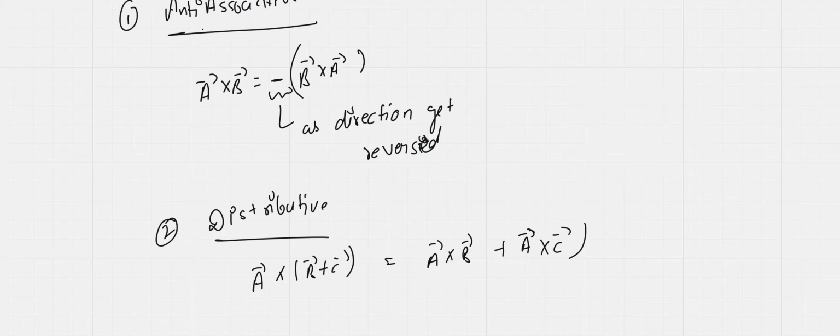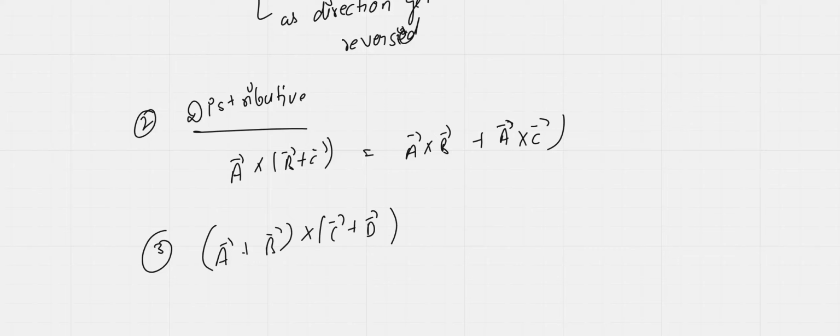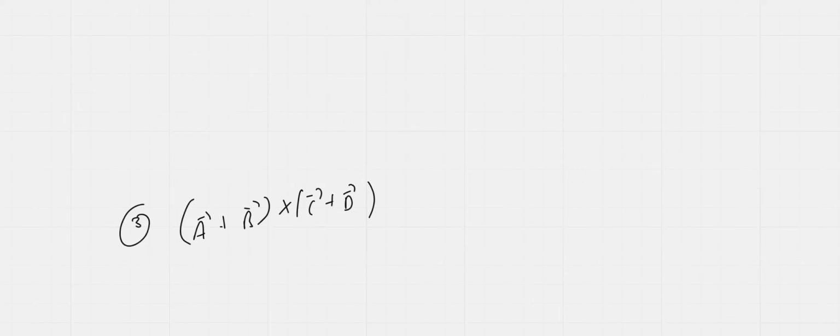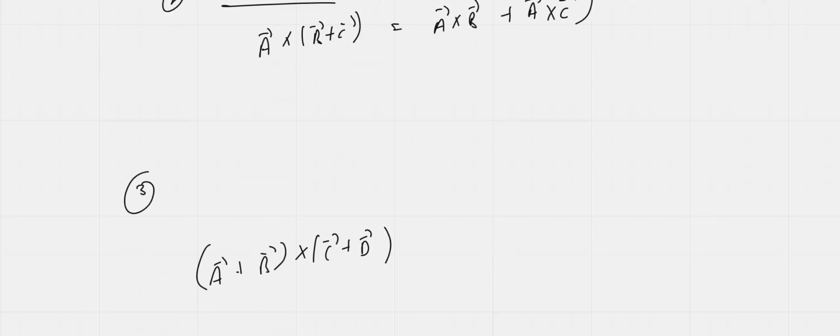Alright, the next one is associative. Can it be associative? Yeah, we can do it. You can simply say A plus B cross C plus D, so that is associative.